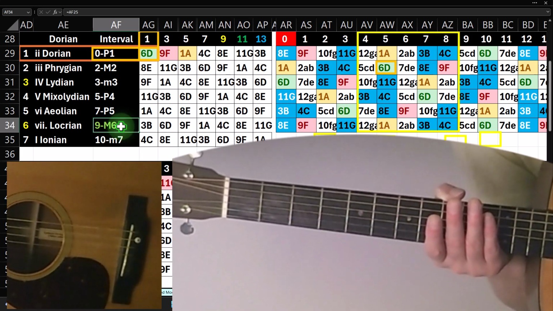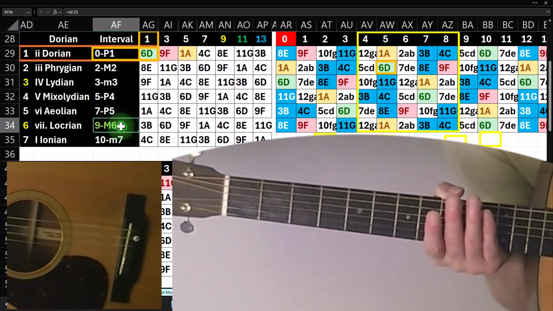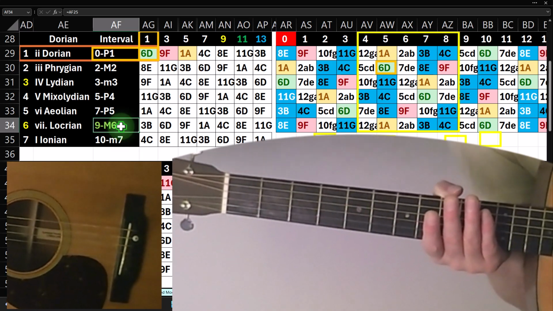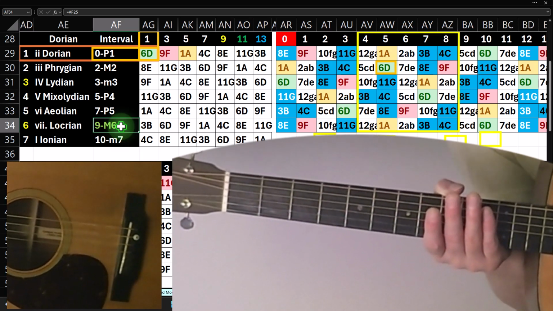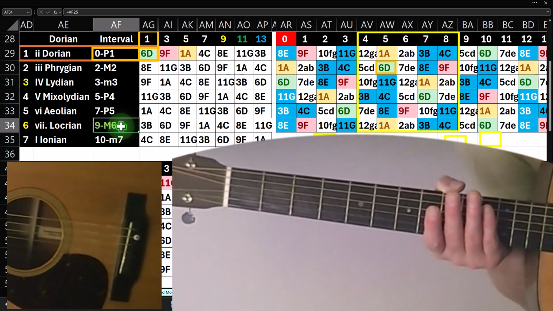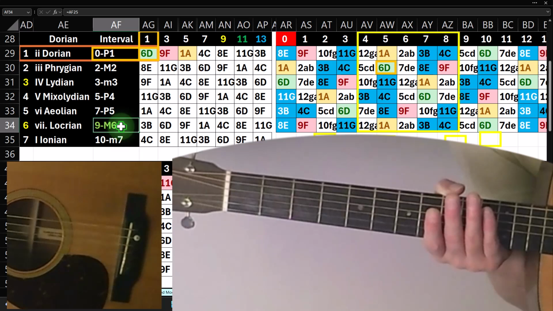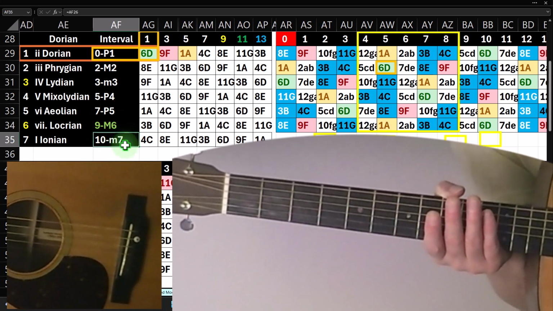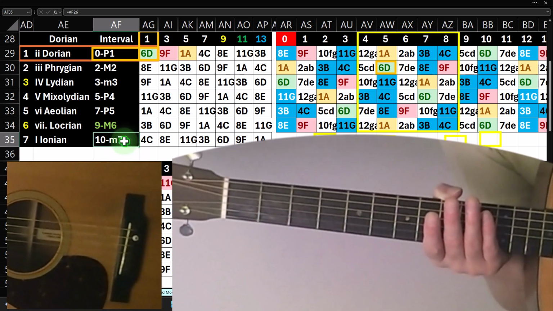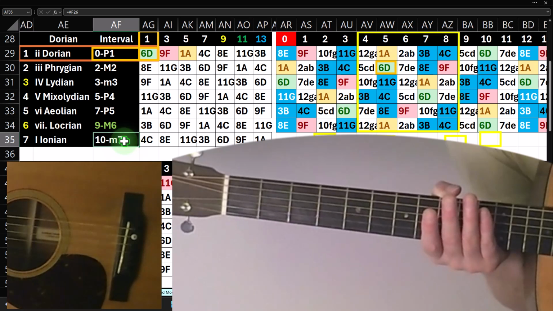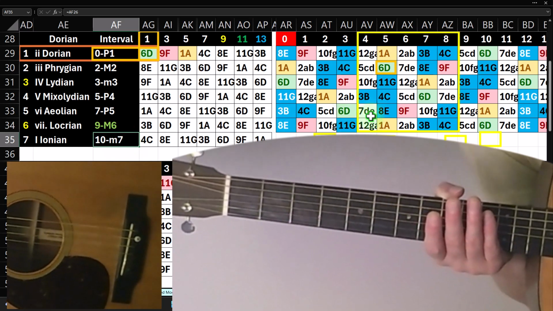Why is it funny? Because you would expect that would be flipped in a minor mode to a minor 6, an 8-note away minor 6. But it's not, because it's Dorian. That's the one different mode or interval from a Dorian to a major A minor. And then we got the 10-note away minor 7 as opposed to an 11-note away major 7. So those are the intervals that we'll be working on this time.